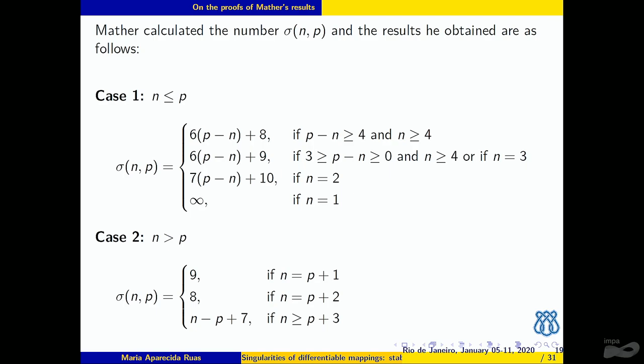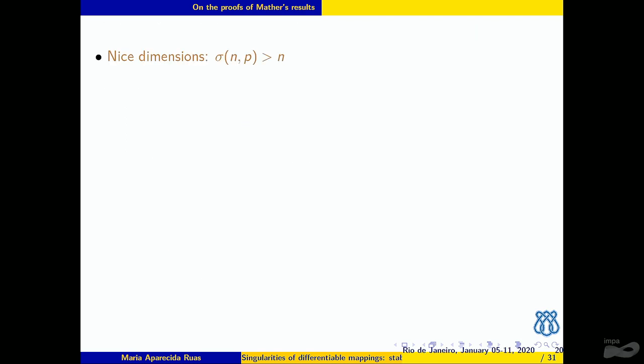But before that, I'm sorry, Mather in fact computed the codimension of the set, and we don't need the precise results, of course, but look here that when p equals n, the codimension of the set in which modality for the algebras occurs is 9. As I said, the nice dimensions are the dimensions for which the codimension of the bad set is bigger than n.